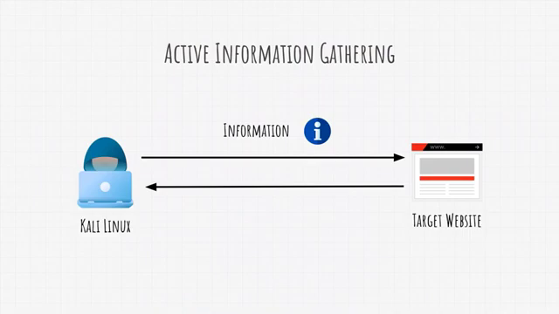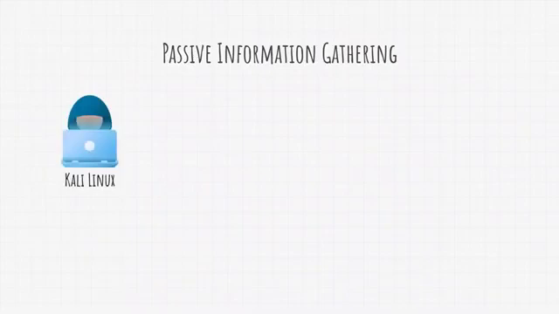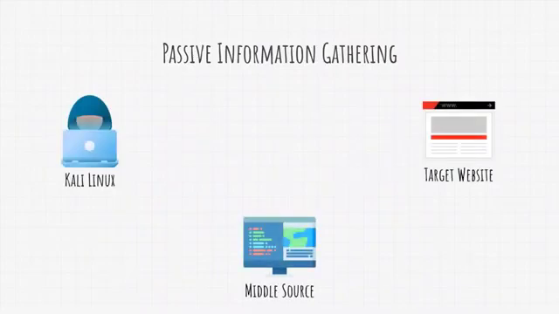And it is important to mention that usually active information gathering will provide us with much more important data than passive information gathering, since we are directly interacting with the target. On the other hand, we got passive information gathering. And it is similar, we got our Kali Linux machine and our target. But we also have an intermediate system, or what I like to call a middle source.